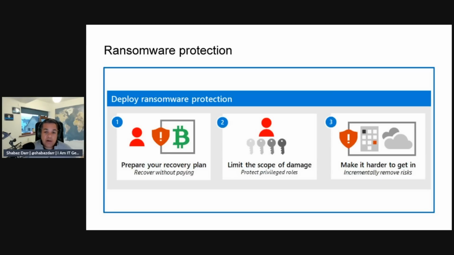When we talk about ransomware protection, there are 3 phases you need to configure your infrastructure to exploit attack weaknesses. First, prepare your organization to recover from an attack without having to pay the ransom, which is quite an obvious one. Second, limit the scope of damage of a ransomware attack by protecting privileged roles. Finally, make it harder for the attacker to get into your environment by incrementally removing.